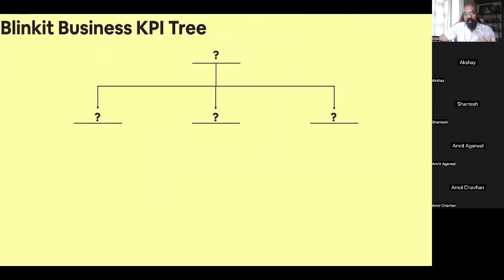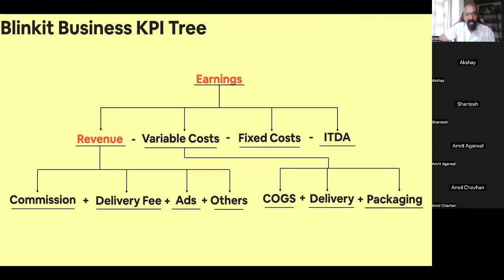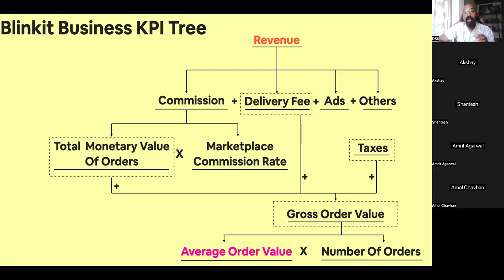With that narrative put in place, the question was to come, where does AOV fit in to the grand scheme? How does it connect to revenue? How does it connect to profitability? So for that, we drew a KPI tree, which helped us understand under earnings, how does revenue fit in? Under revenue, where does the concept of gross order value come in? And under gross order value, how does the concept of average order value come in?